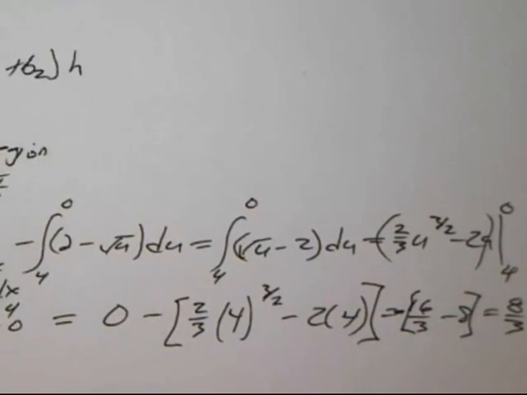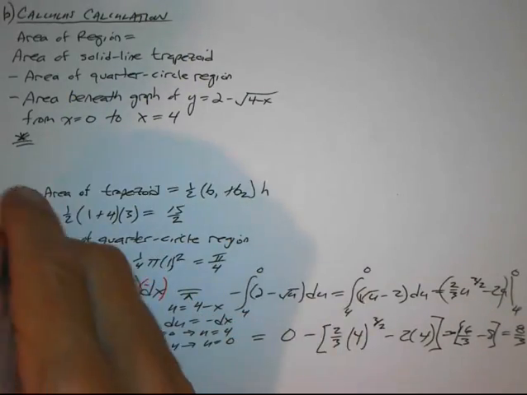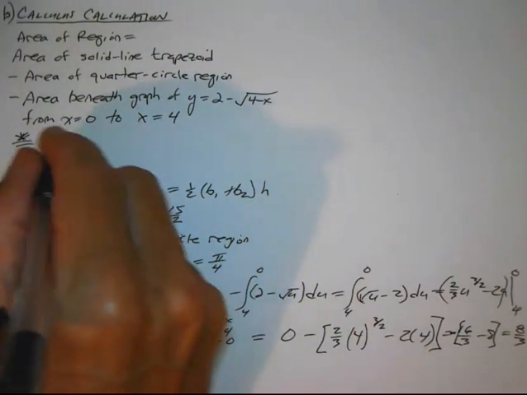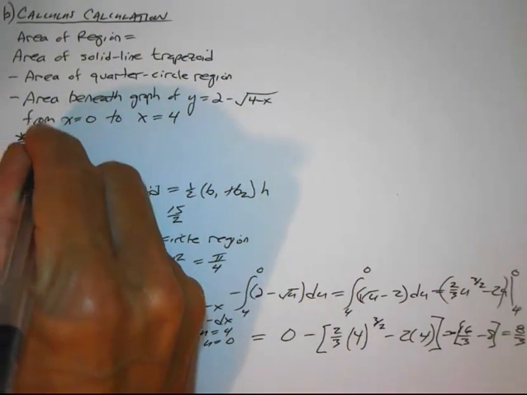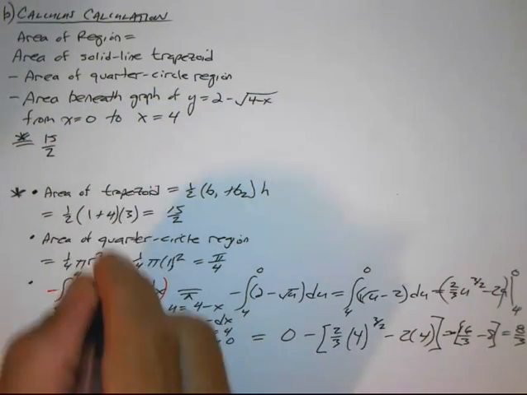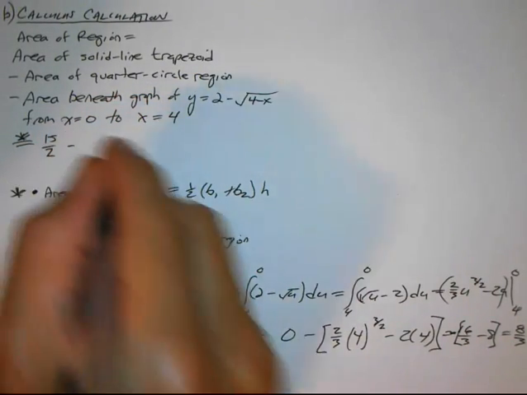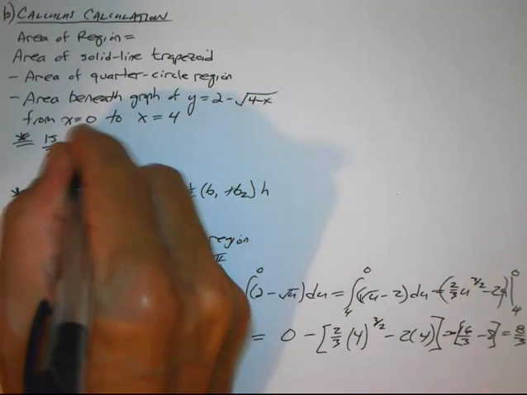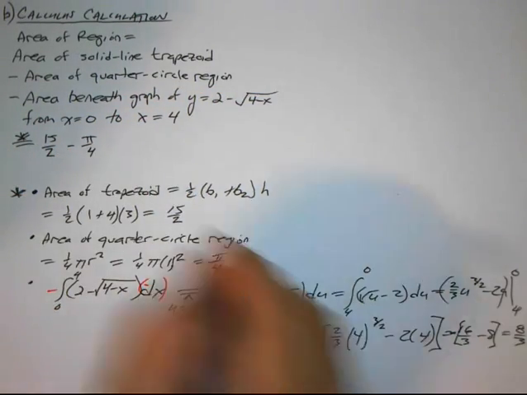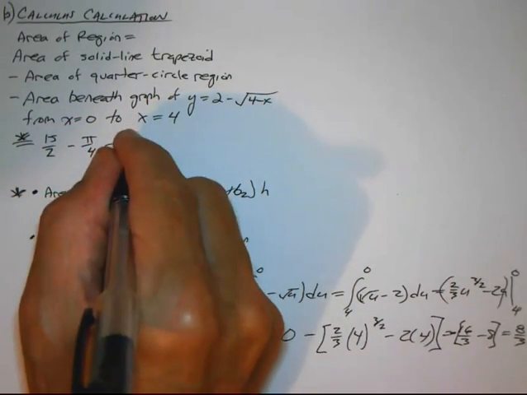Okay, ready to take these three subcalculations back to the main line of the equation. This looks to be then 15/2 minusing pi over 4 minusing 8/3.